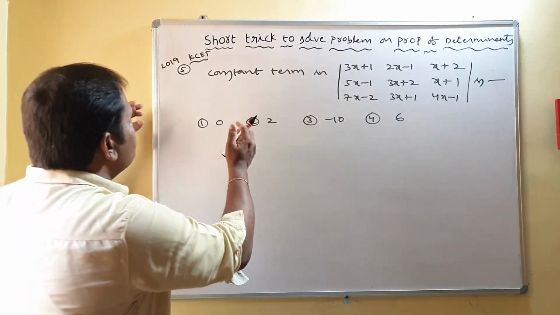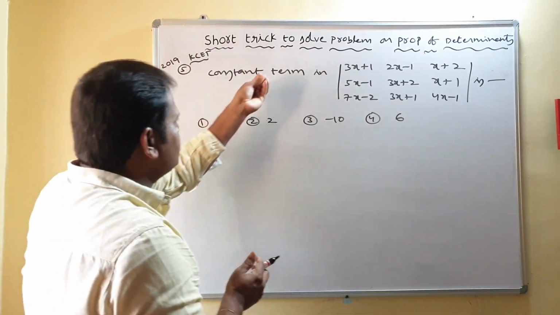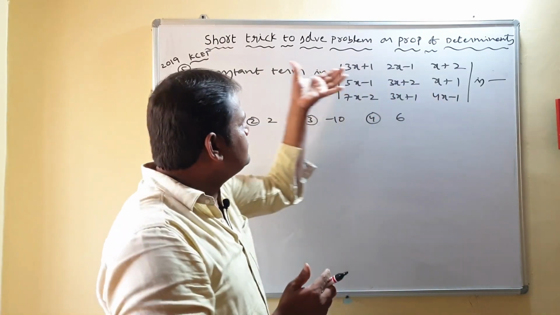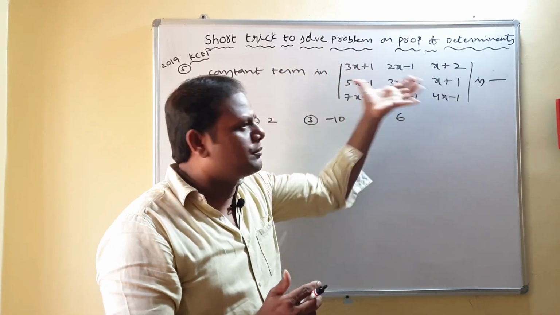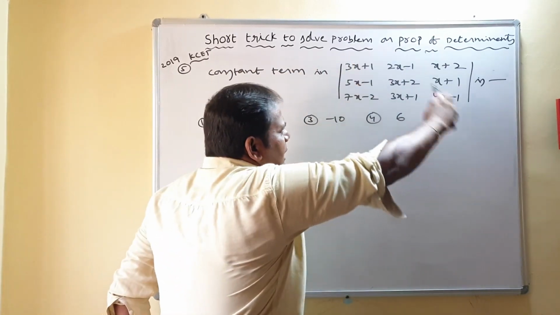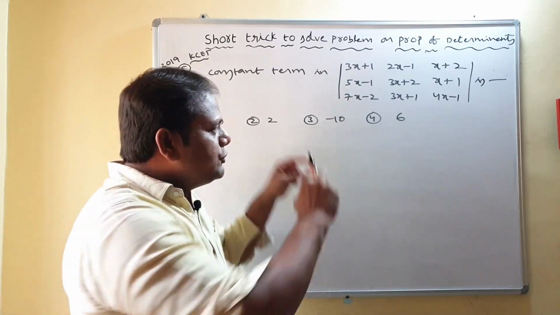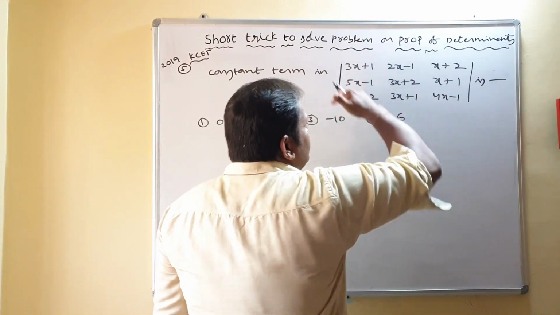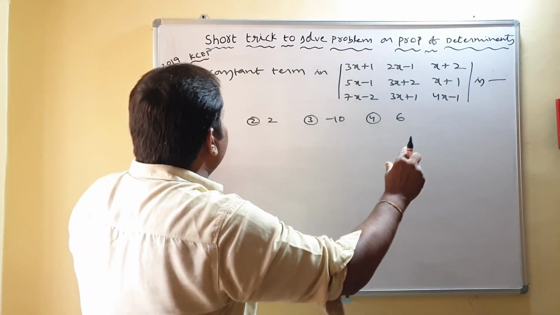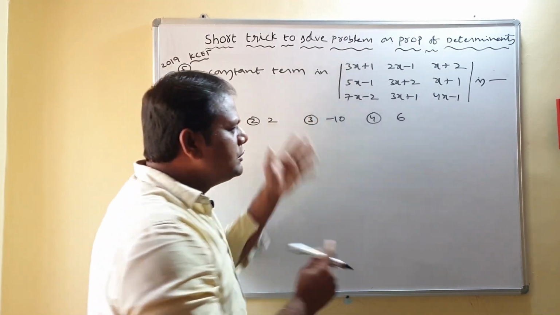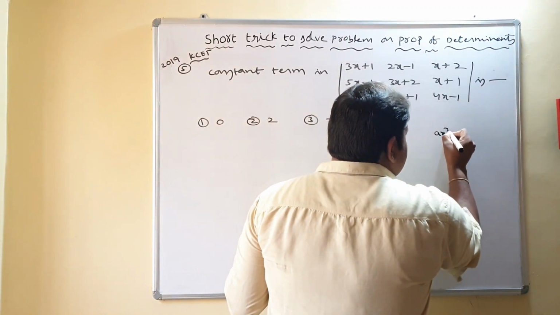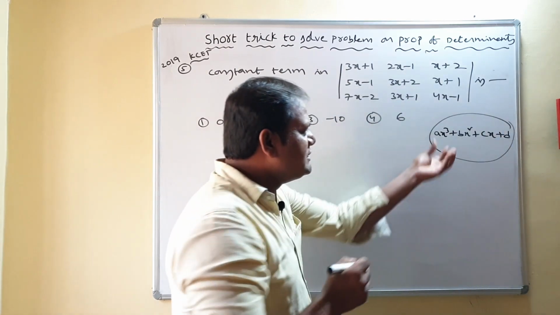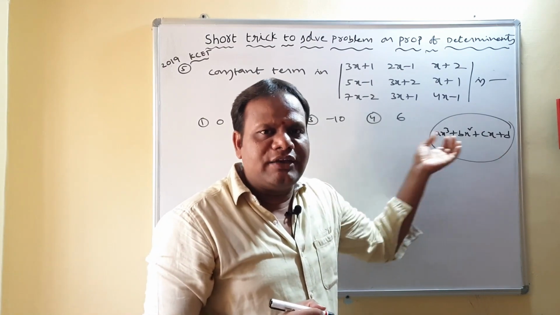The second option is correct. In the 2019 KCET paper, they asked this question: what is the constant term in this determinant? If you evaluate it directly, you get a polynomial. So in a polynomial, what do we want? The constant term. Suppose I am taking a polynomial, something like ax cube plus bx square plus cx plus d. In this polynomial, I want the constant term.